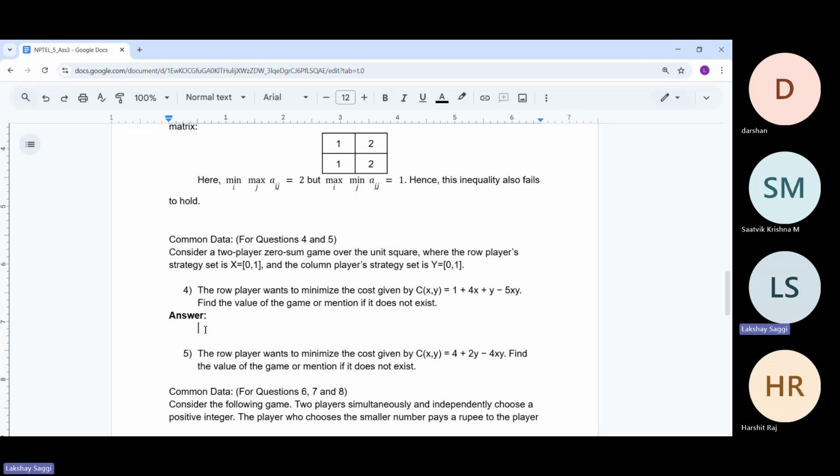But the column player also wants to minimize its cost. So the column player will choose a column so that his cost is minimized, which means the row player's cost is maximized. Whatever row the row player chooses, the column player will choose a column so that this thing is maximized. And this is how we get this min-max Aij term. Now we want to find out at what x value the row player will choose so that this min-max value will be the smallest.